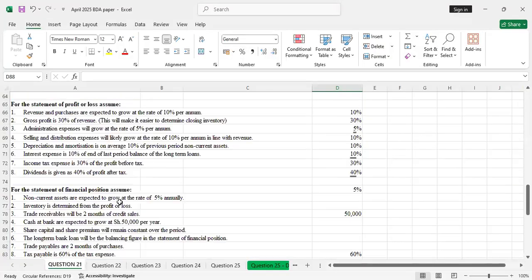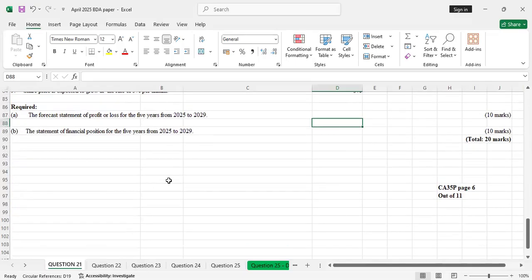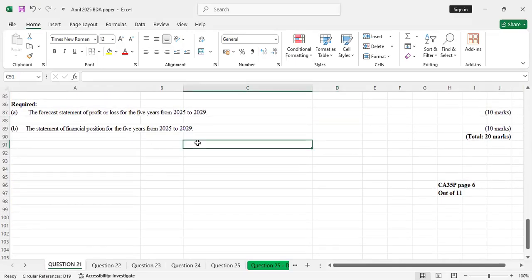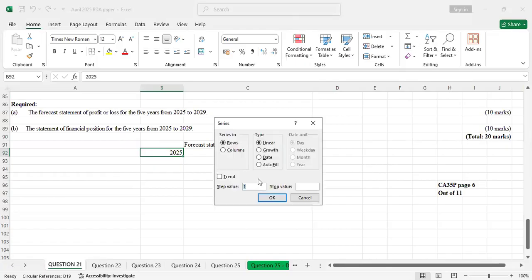Let me do my workings down here. So I'll start with the forecast statement of profit or loss. This year we start with 2025. Then I'll go to series, step value will be 1. Then I'll end in 2029 for the 5 years.